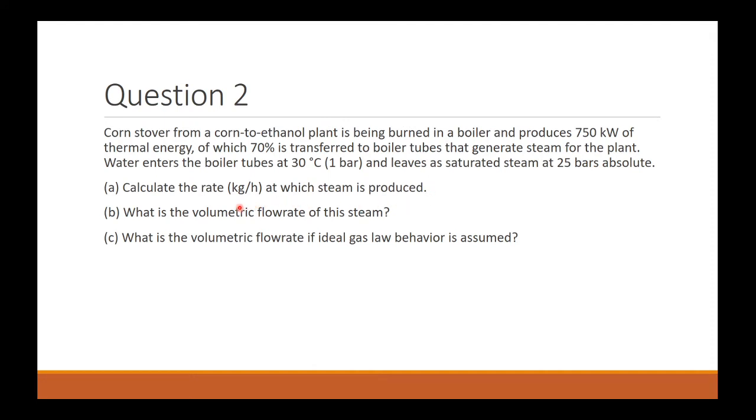Okay, take note of this, kg per hour, at which steam is produced. B. What is the volumetric flow rate of this steam? And C. What is the volumetric flow rate if ideal gas law behavior is assumed?